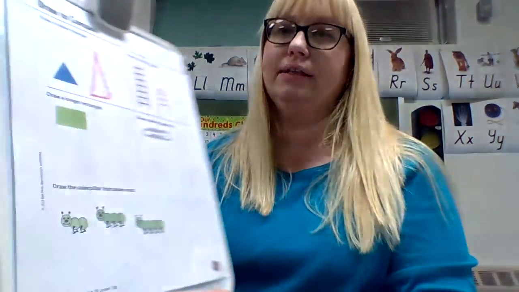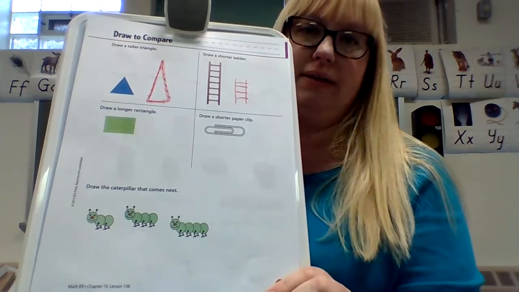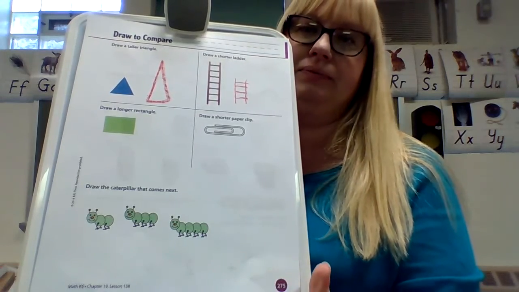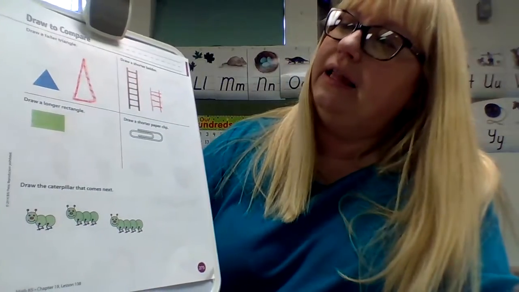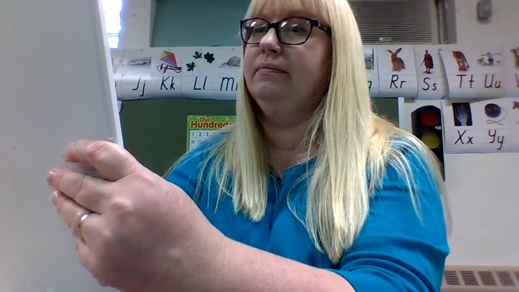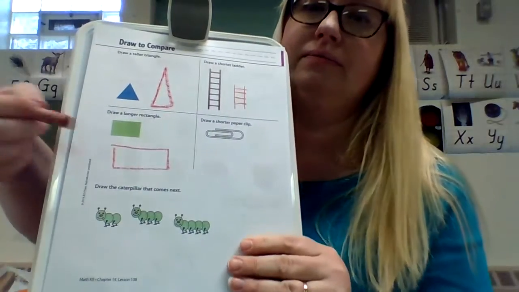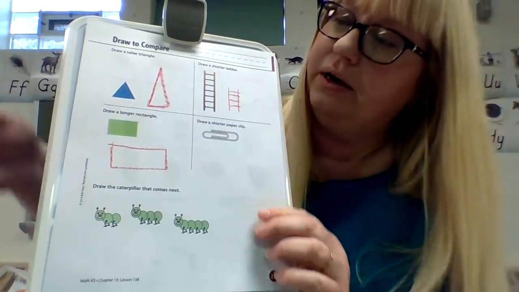So your ladder should look something like that. Short, but not as tall as that one. Shorter ladder. Next down here it says, draw a longer rectangle. So you're going to draw a rectangle longer than this one.